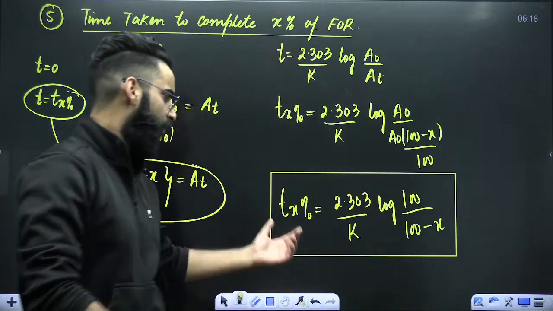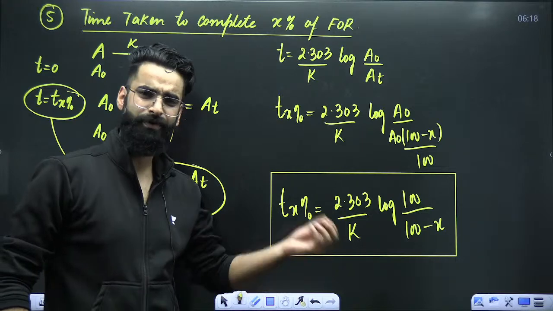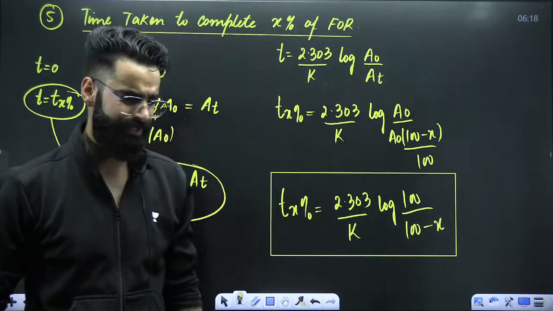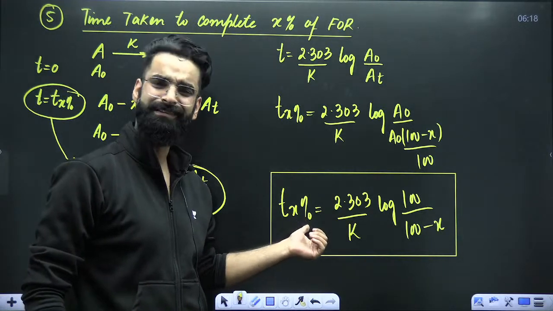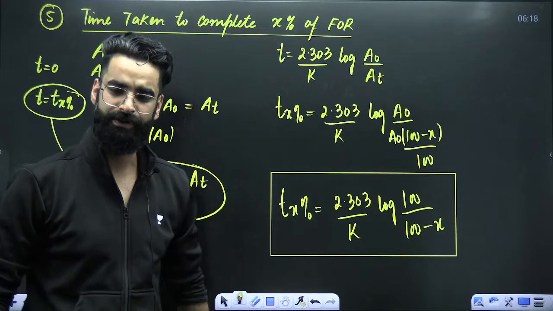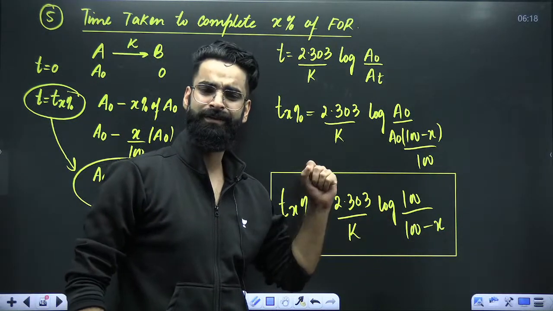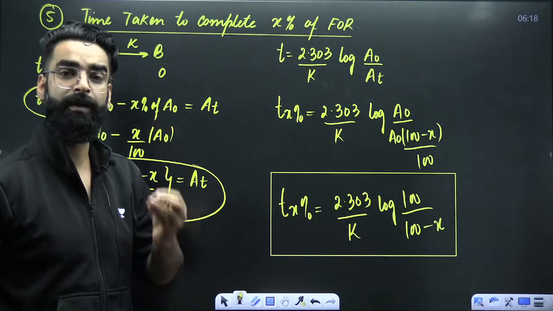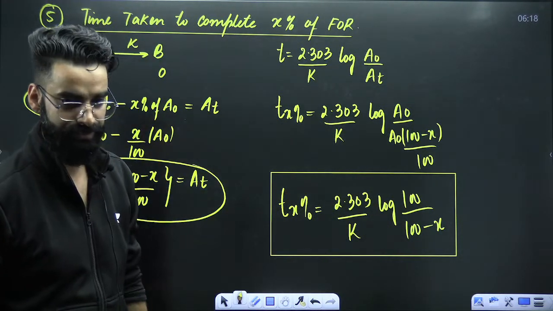So, my dear students, when do we use this particular expression? For example, you have to calculate the time taken to complete 10% of the first order reaction. You'll just put the value of X as 10. Time taken to complete 20% of the first order reaction, put the value of X as 20. 30% of the reaction, put the value of X as 30. You'll be getting the time taken to complete X percentage of the reaction.